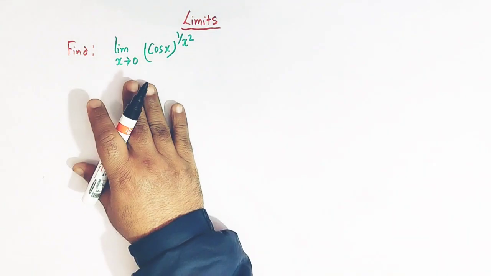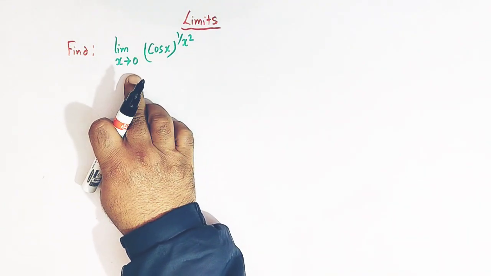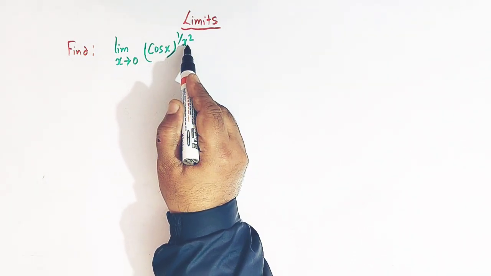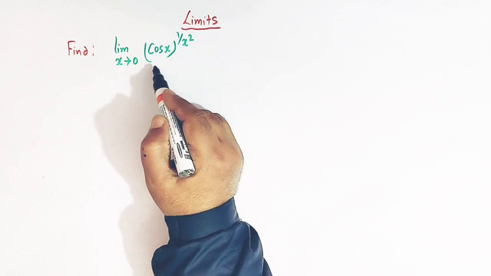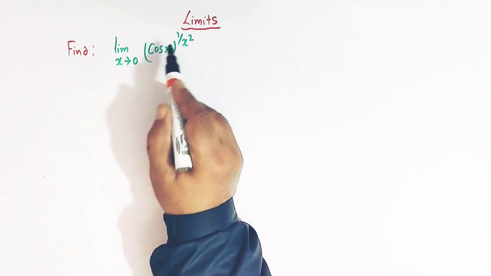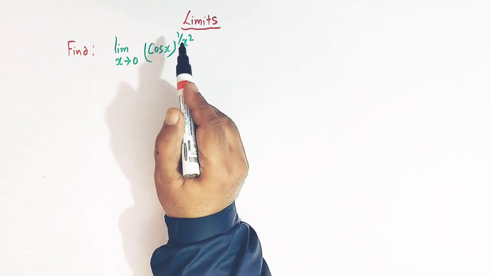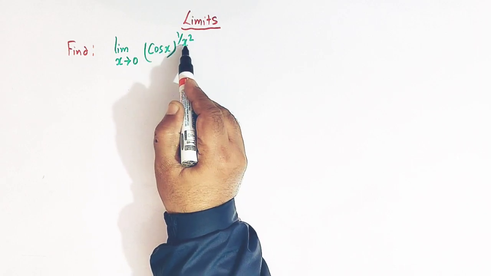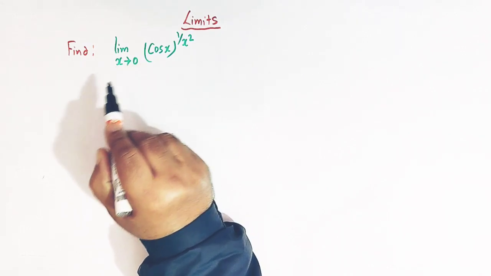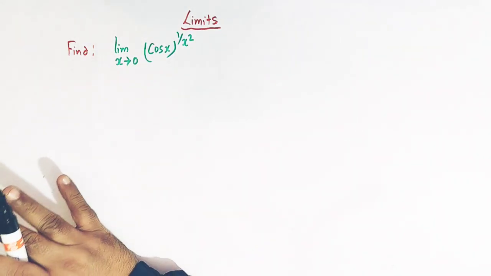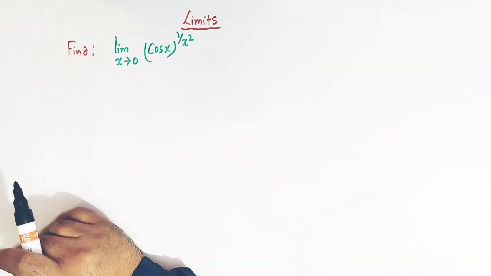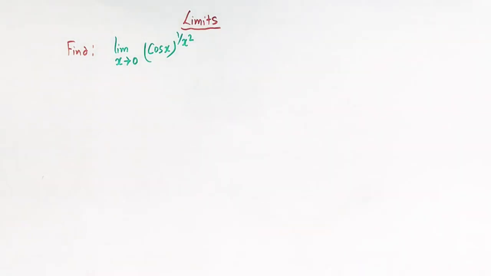So viewers, here we have this limit x tends to 0, cos x raised to 1 over x square, right? So here we see that we have a function, the cos of x, which is raised to some power of a function of x, that is 1 over x square, right? So whenever we come across these kind of limits, we always use the famous L'Hopital's rule, and we'll also use the concept of logarithms, right?